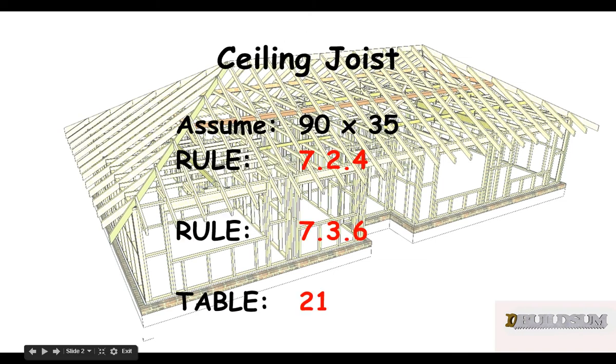What we're going to do is assume that we're going to use 90 by 35 for our ceiling joist material, and now that we know that, we really need to know how far that 90 by 35 in our stress grade will span. If you look through the code, you'll find a couple of rules which pertain to ceiling joists: 7.2.4 and 7.3.6. 7.3.6 talks about table 21 and table 22, but we're going to use table 21. We'll look at that shortly.